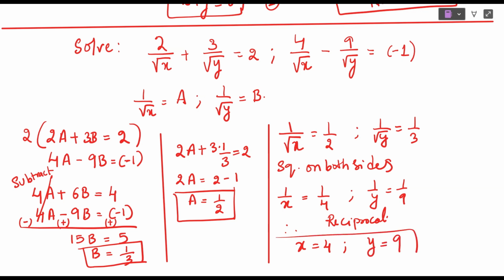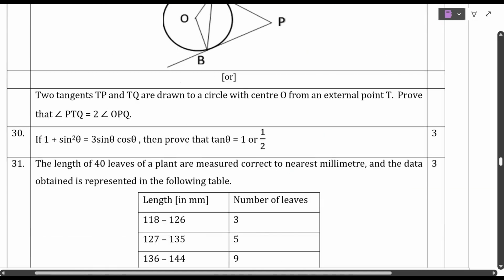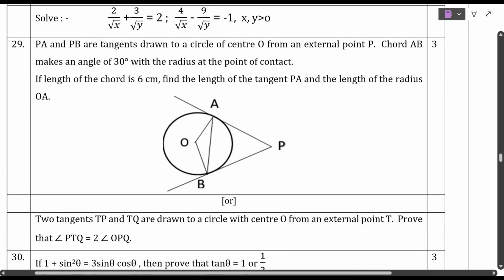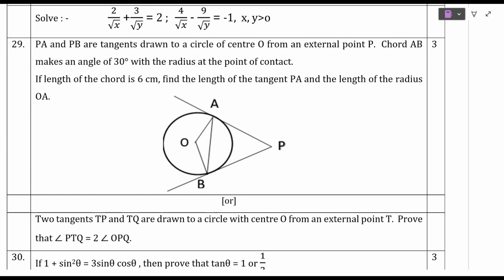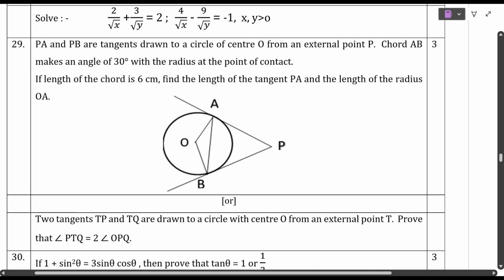Okay. Very easy, students. Did you understand how to solve this? Question number 29, students. Here they have given a choice. Okay. So first one, a diagram they have given, and also we have a choice, another question also we have. So any one you can solve. So now I am going to explain both the questions here.